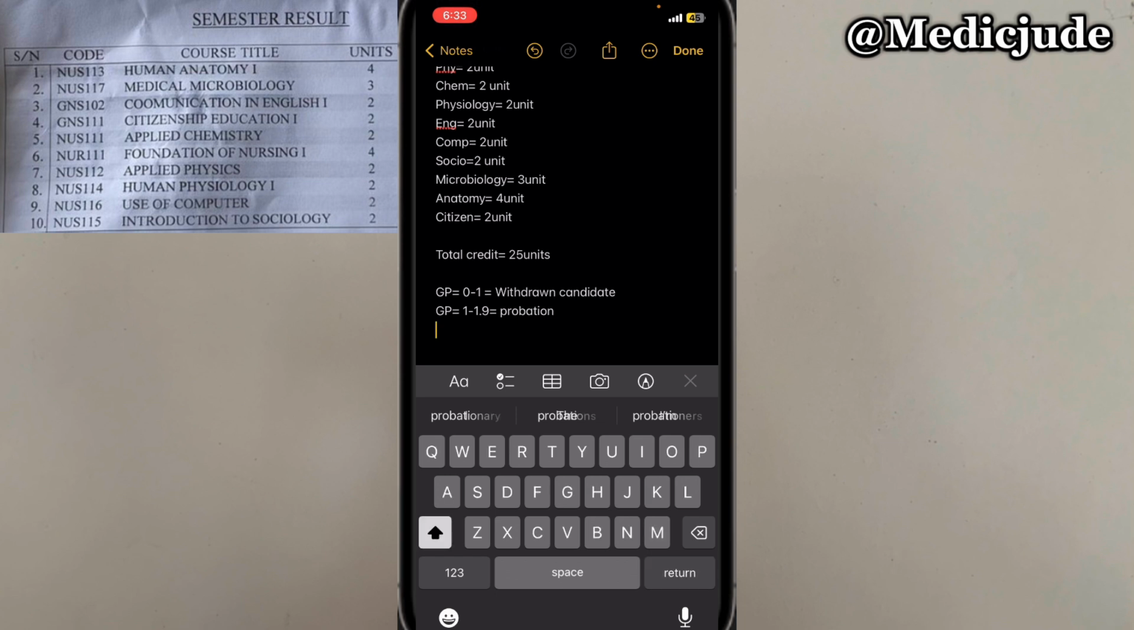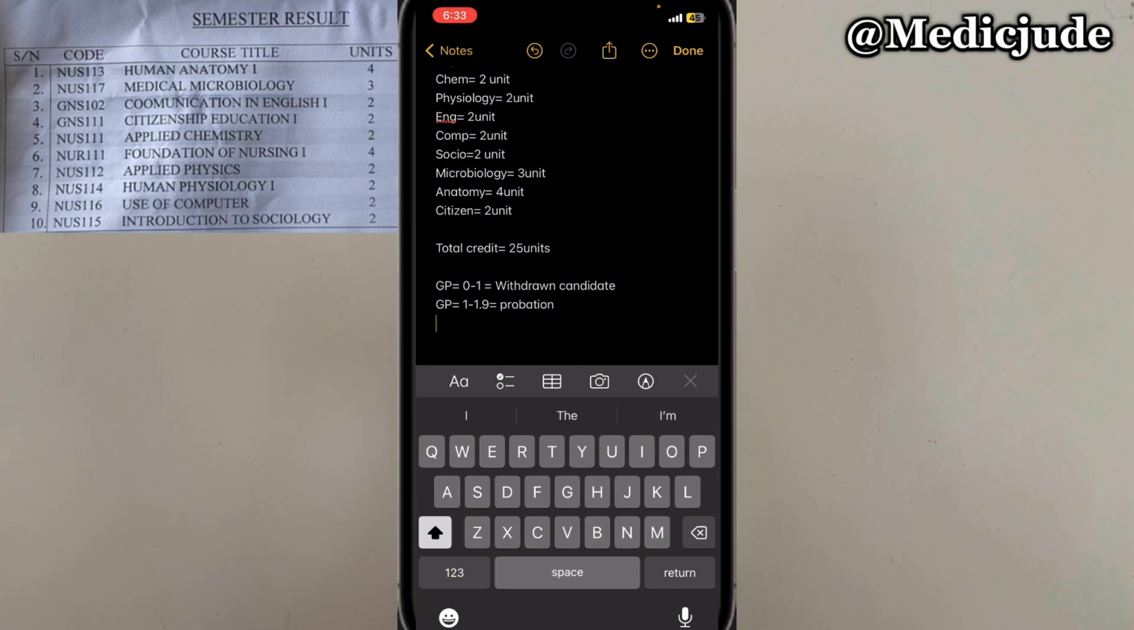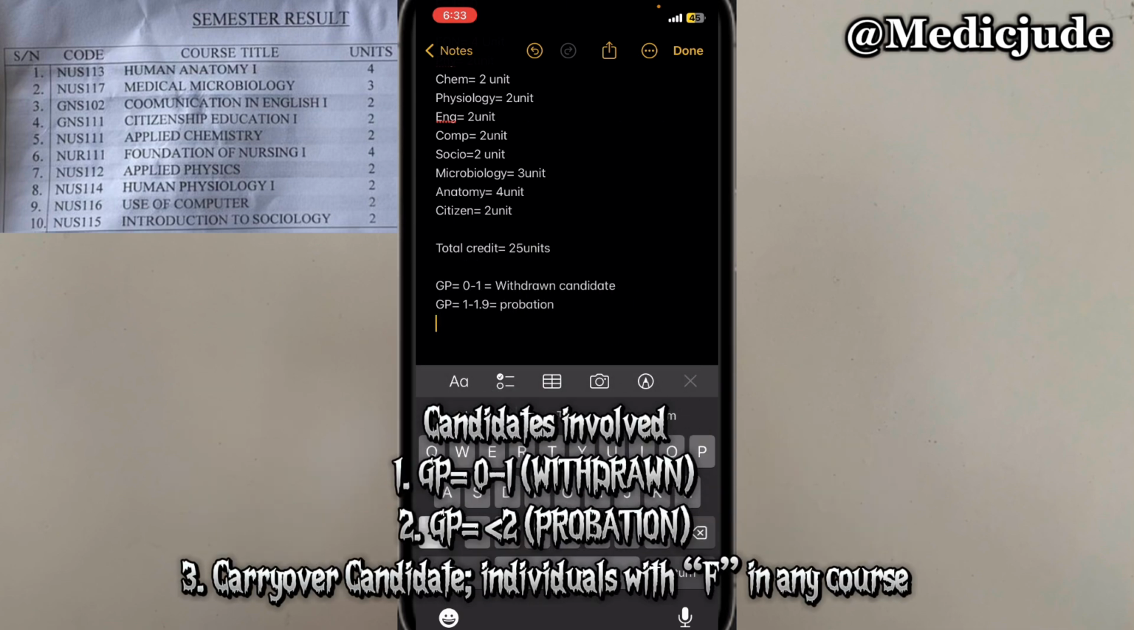The next individual we're having here is an individual with clear passes. But before that, the third category we are having on our list here is the individual with carryover. So individuals with carryover.